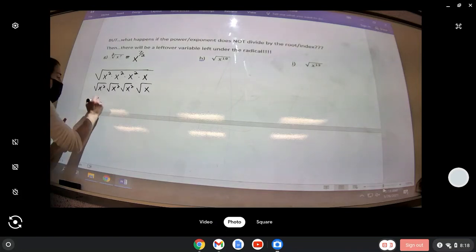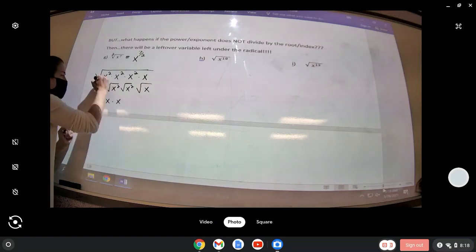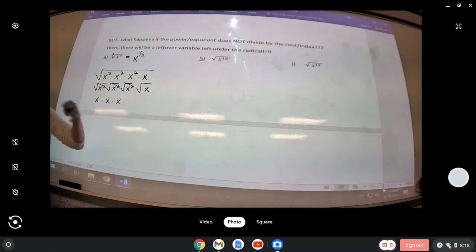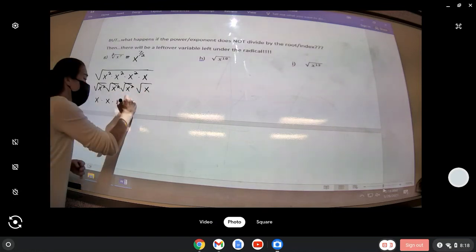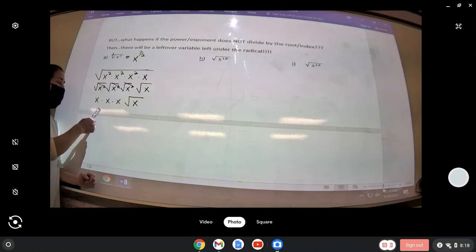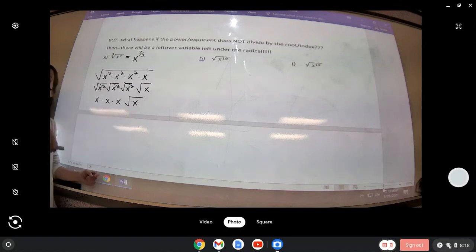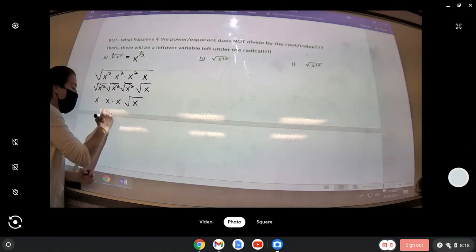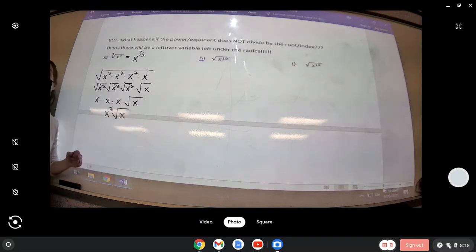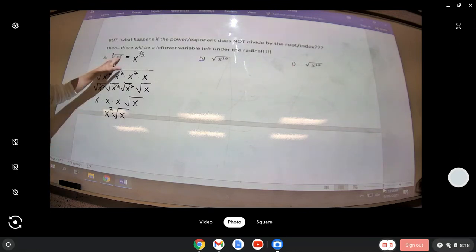So now you're going to get x times x, right? All of these cancel and go away, but he's stuck. He has to forever stay underneath that radical. So what's going to happen is, you're going to say, all right, I get x times x times x on the outside, not under a radical anymore. That's x to the third. And then the square root of x has to stay. So you're going to have leftover variables underneath the radical still if the power doesn't divide evenly by the root.